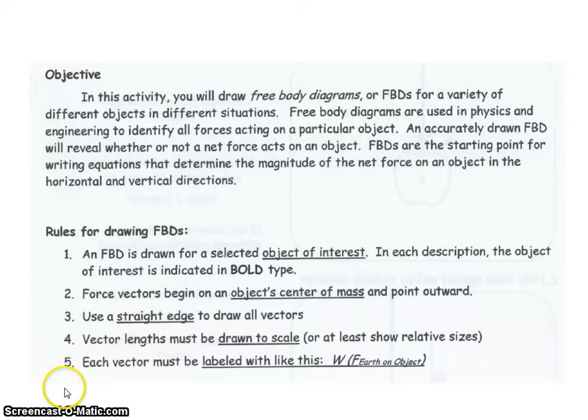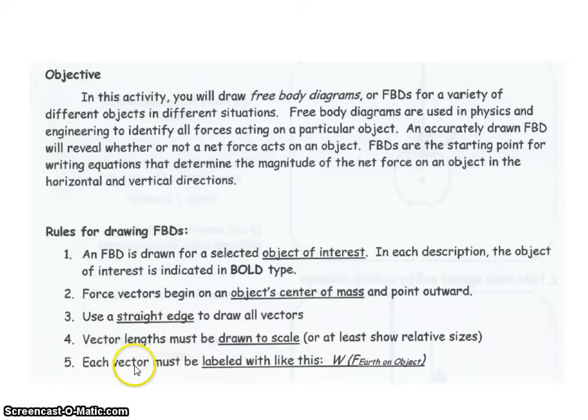Okay, here are the rules. It says an FBD is drawn for a selected object of interest. Usually in a description, the object of interest is indicated in bold, or it's made pretty clear from the description. Rule number 2 is when you draw force vectors, in other words when you draw the arrows, you want them to begin in the center of the object, usually like the center of mass, and they point outward. Number 3, you want to use a straight edge to draw your vectors, so make them neat. Number 4, your vector lengths should be drawn to scale, or at least kind of to scale, to show that forces are either the same size or not.